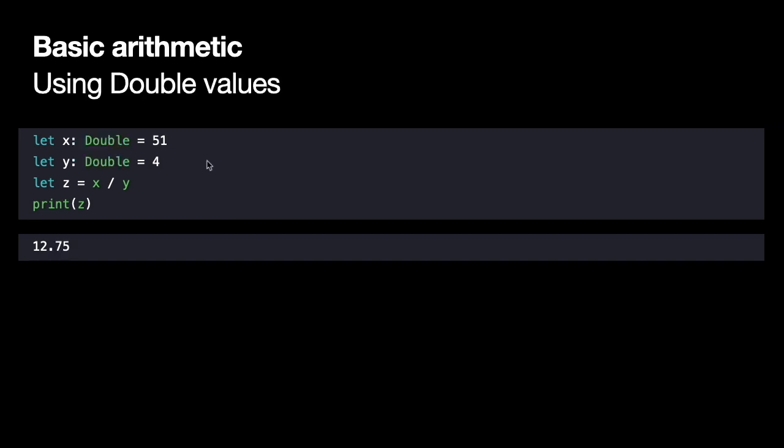We can use Double values when we need decimal accuracy. In this case, we are explicitly telling the compiler that x and y are of type Double, despite the fact that the right side of the assignment operator has integer literals. Because x and y are Double, z will be inferred by the compiler to be Double, and the division will have the full decimal point precision necessary to calculate that the answer is 12.75.